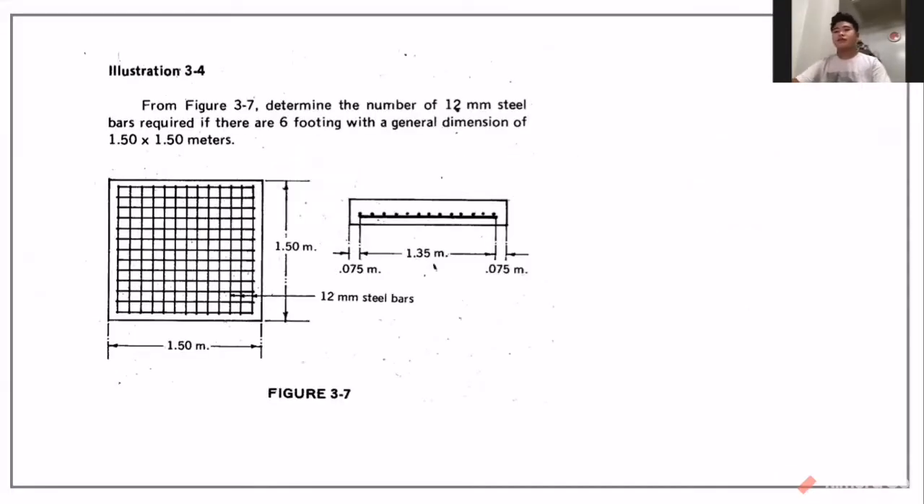Okay, so here for illustration 3 to 4, from figure 3 to 7, determine the number of 12 millimeter steel bars required if there are 6 footings with general dimensions of 1.50 by 1.50 meters. So this is our figure 3 to 7. This is the dimension of our footings, and this is actually the net length of our one bar, which is 1.35 meters.